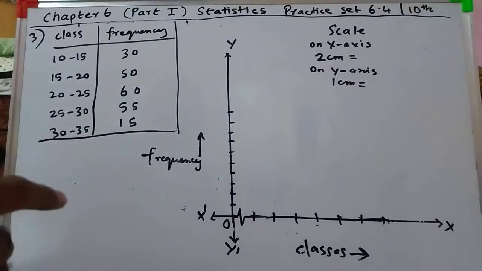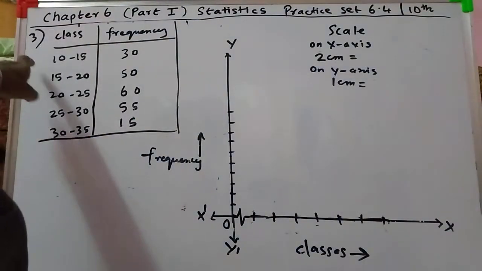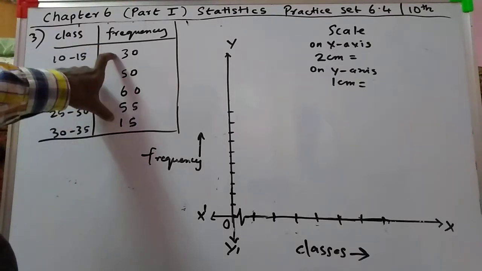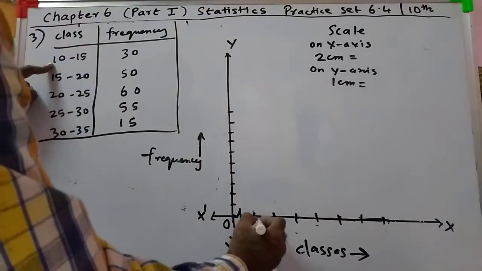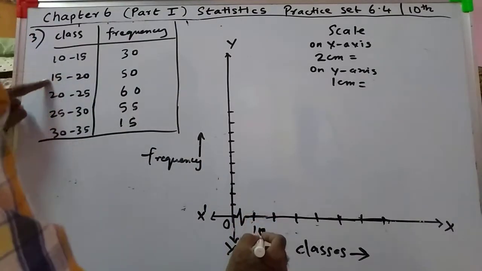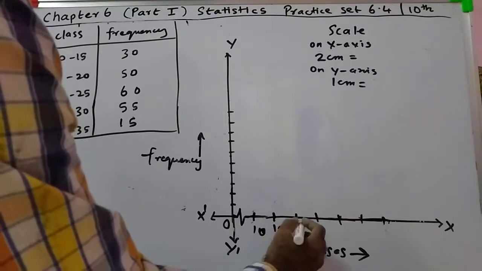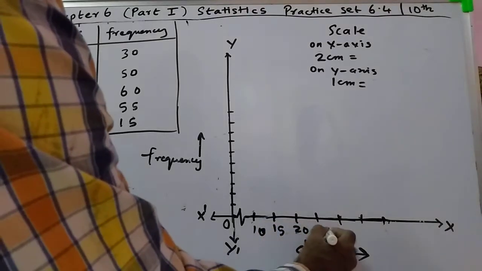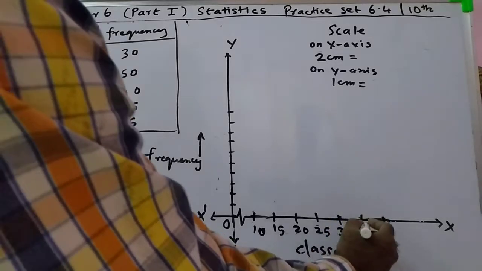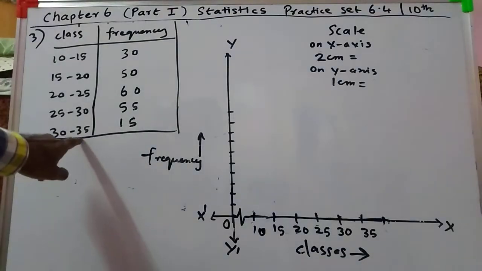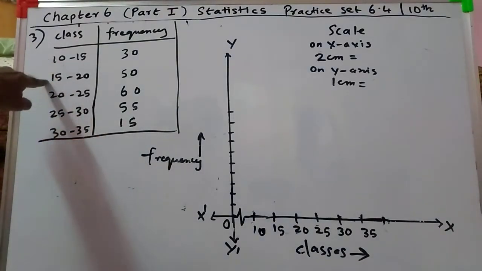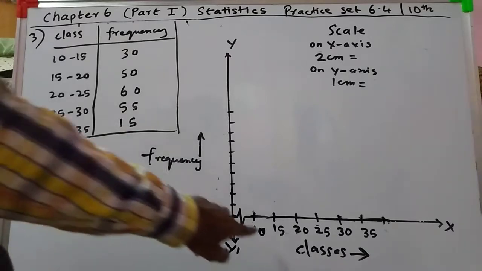Okay, we'll do the third problem. So this class is continuous, so no problem. We have frequency also. We have to just write here. First write here 10. Then 15. Then 20. 25. 30. Then we have 35. So I have to write this also: 10 to 35. 10, 15, 20, 25, 30. That is the first step.